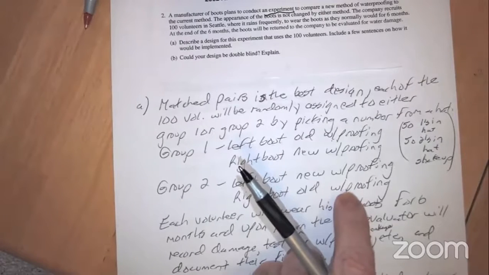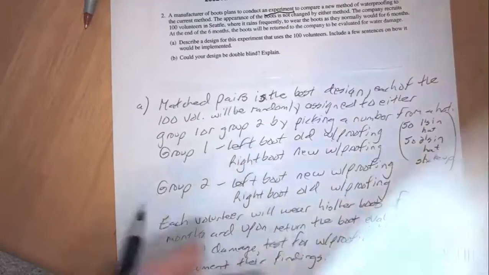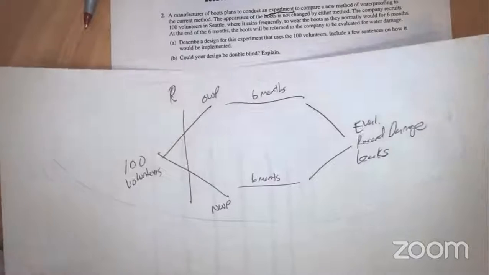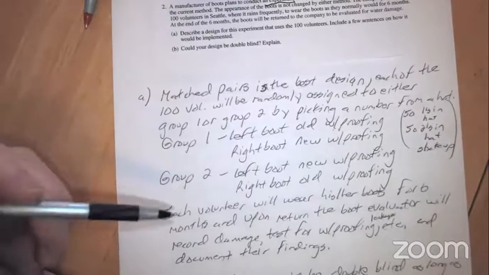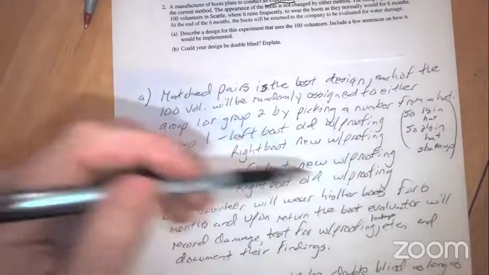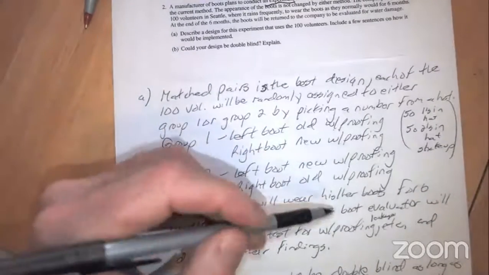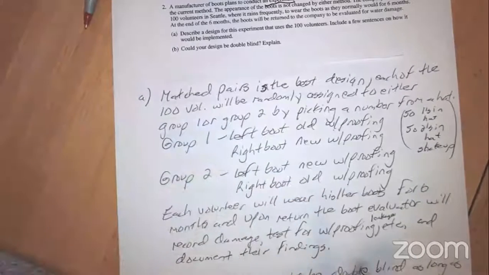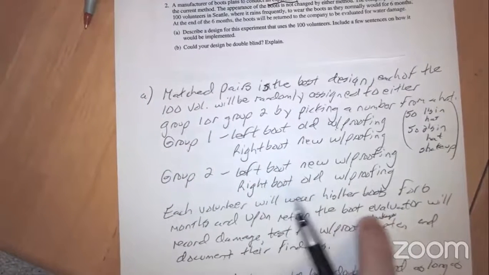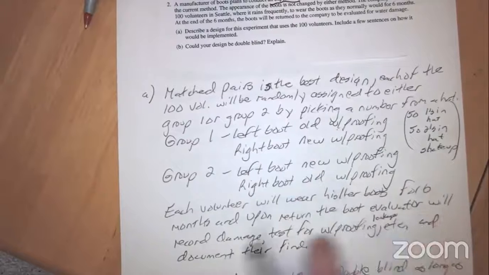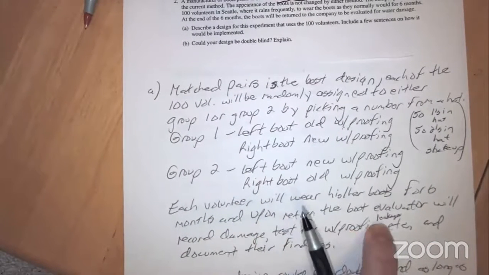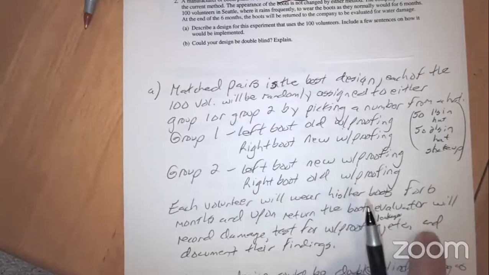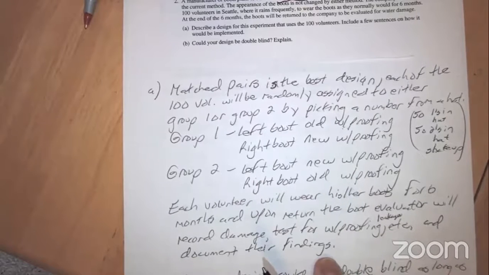So that's a better design than this picture here. And if you came up with that while I was working, great. It's what we call kind of a classic match pair. Each volunteer will wear his or her boots for 6 months, and upon return, the boot evaluator, that's such a strange way to define that person, but I didn't know what else to call them. The boot evaluator will record damage, test for waterproofing leakage, etc., tears in the boots, and document their findings.